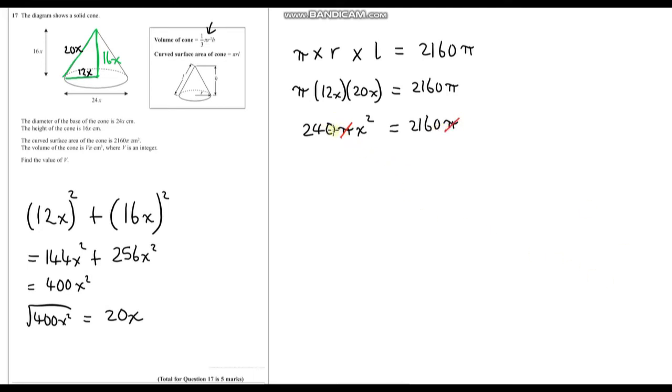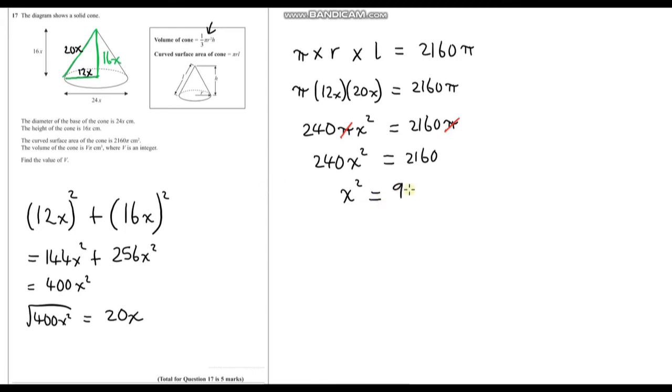Let's just do each step. We've got 240 x squared equals 2160. Now to get x squared on its own, if we divide both sides by 240, we're going to have x squared equals 2160 divided by 240.